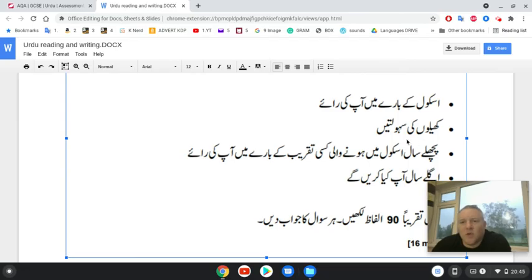खेलों की सहूलतें. So what facilities were there for games? Did they have climbing ropes? Did you have a football pitch? Somewhere to play cricket? पाकिस्तान की कौमी खेल हॉकी है, इसलिए शायद आप हॉकी के बारे में लिखते हैं. So hockey is the number one sport in Pakistan, so you could maybe write about hockey. पिछले साल स्कूल में होने वाली किस तकरीब के बारे में आपकी राय? So what did you think about last year at school?